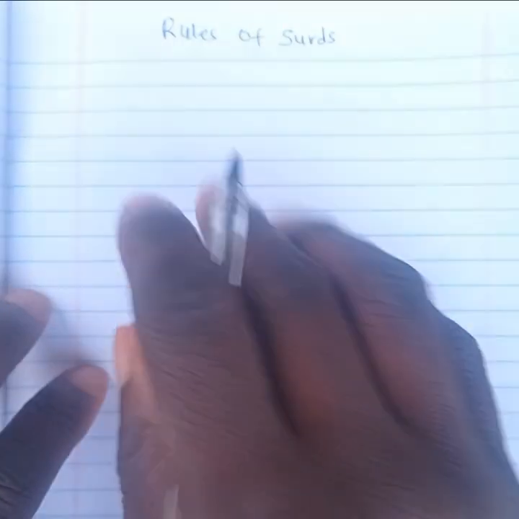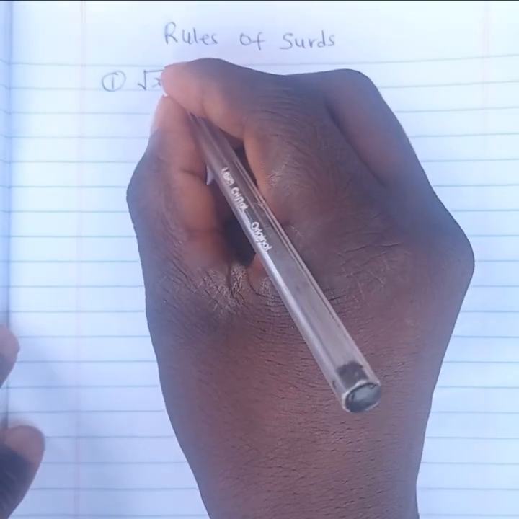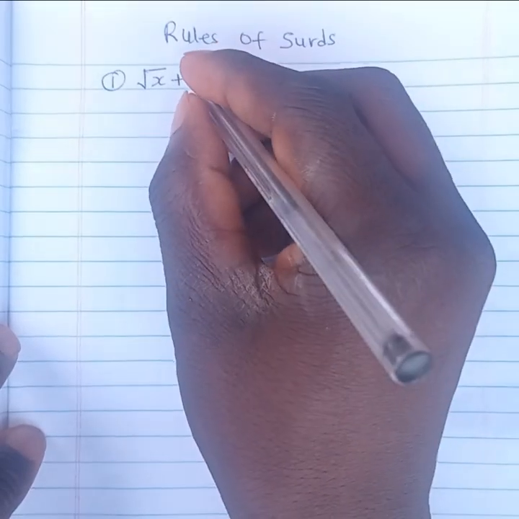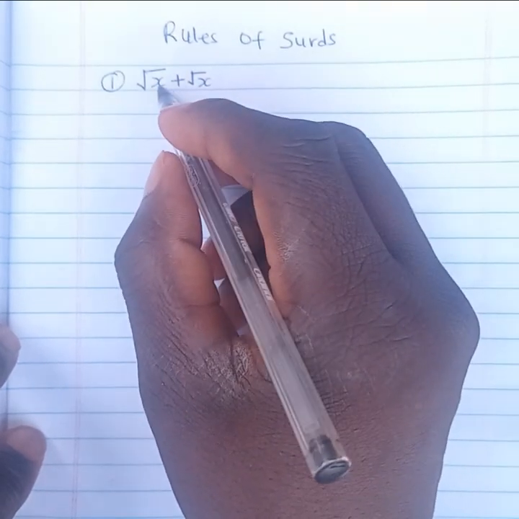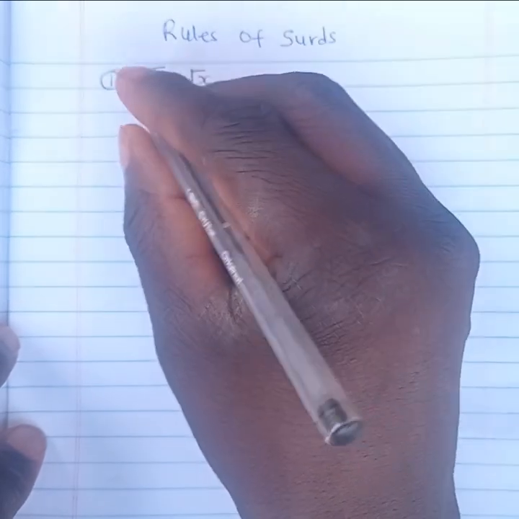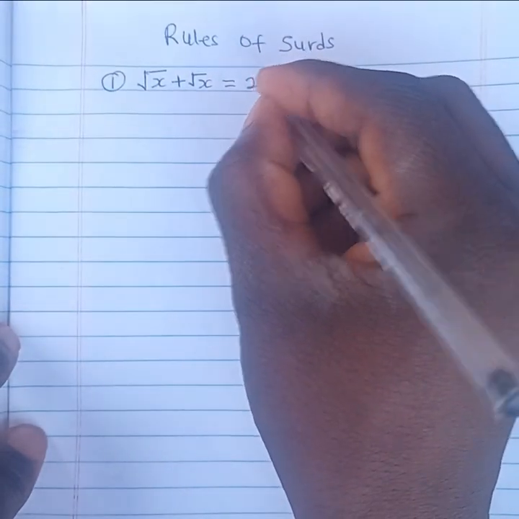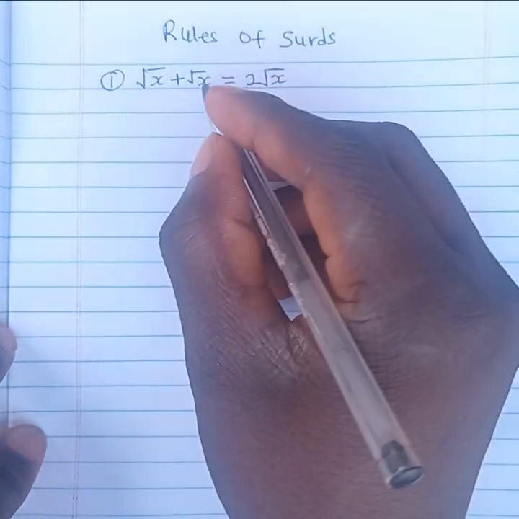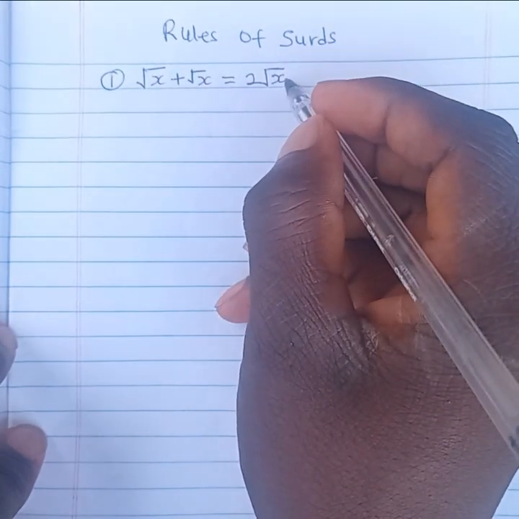Today we are going to study the rules to solve surds. Rule 1: if you have square root of x plus square root of x, since the figures in the square roots are the same, there is an invisible 1 in front. So you add the 1s to get 2 square root x. The square roots are the same, so you just take one, and it gives you 2 square root x.